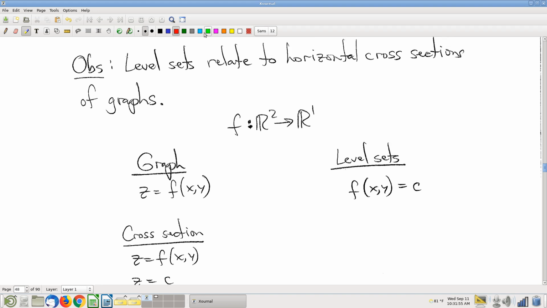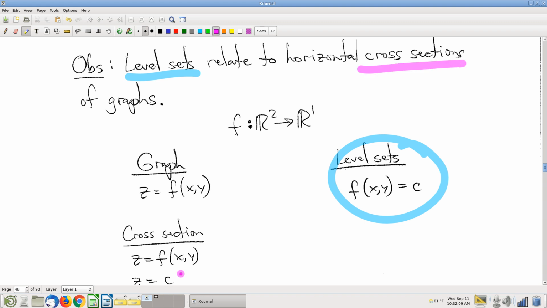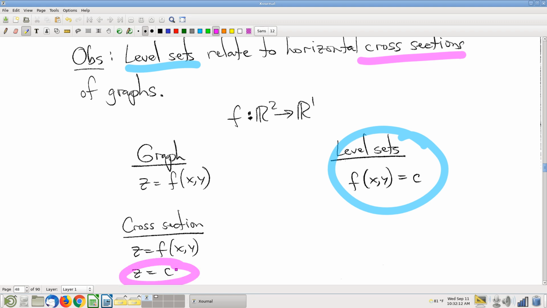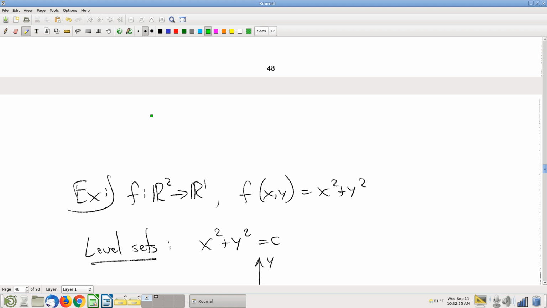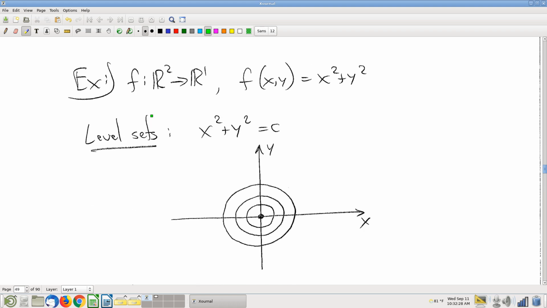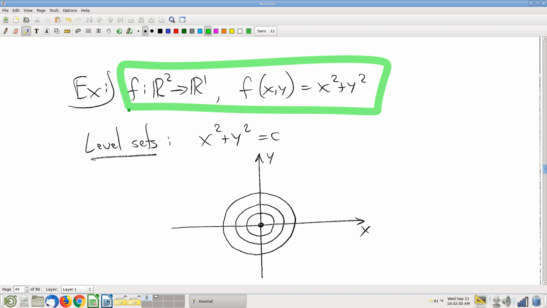So that's the neat connection that I want to point out. And that is that level sets are algebraically almost indistinguishable from looking at cross-sections of graphs. Right? Level sets are cross-sections of graphs. I'm going to put an asterisk on that. There is one little distinction I'll make in a couple of minutes. We'll get to that momentarily. Okay, first let's get our hands dirty. Here's an example. Let's look at this function here. It's a function of two input variables, real valued, so one output variable.